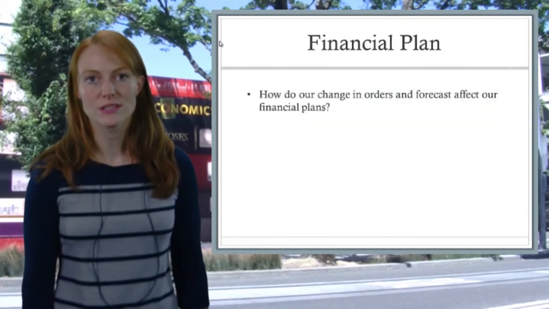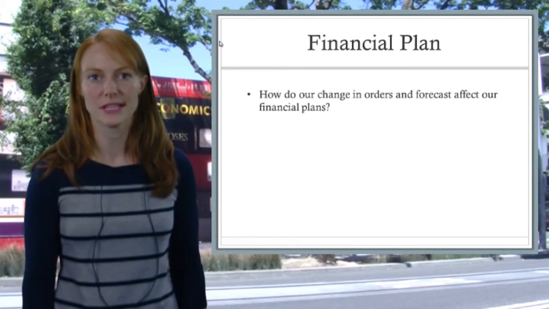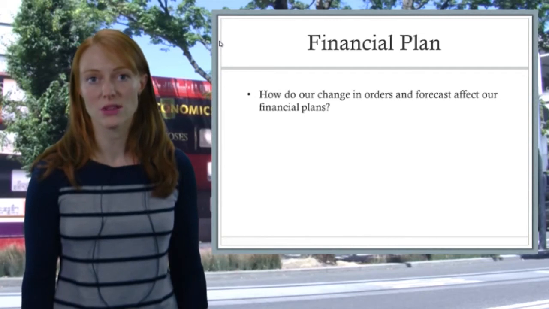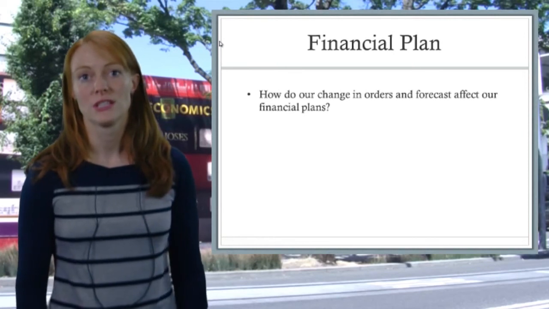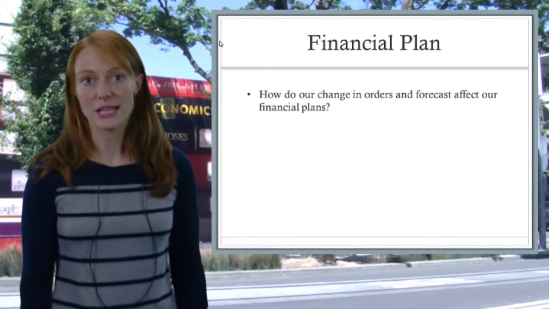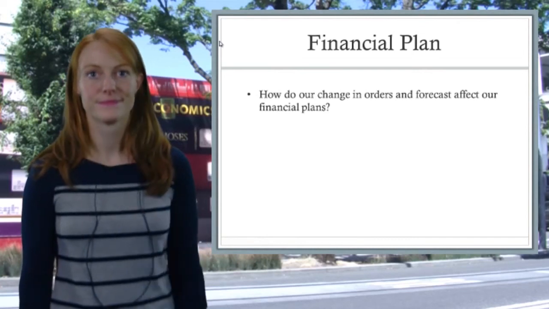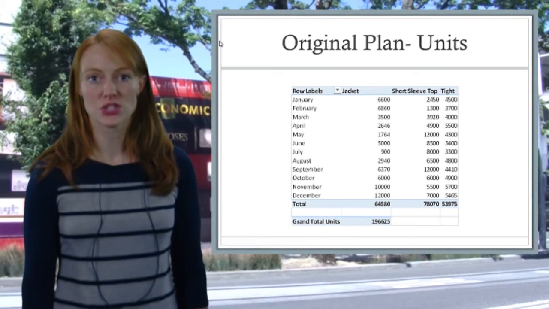So our next question is going to be, how does this new forecast fit back in with our financial plan? At this point now, we have orders, some of our forecast has gone away, and we've revised some of our forecast in the future. So what is that going to change, what does that mean to our business financially? What we need to do is go back to our original plan.